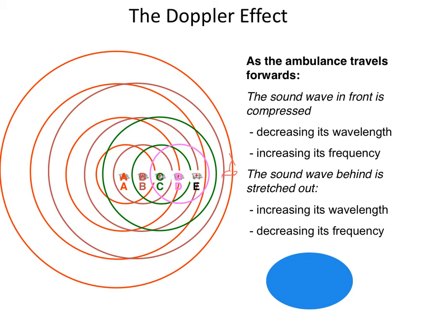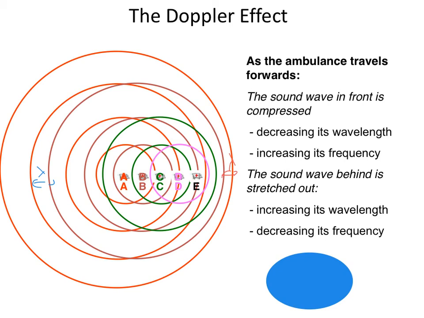If we look at the back of the ambulance now, because they're moving away from each other, you can see that we actually end up getting an increase in wavelength. The wavelength gets greater, because the waves are getting stretched out, so you get an increase in wavelength and a decrease in frequency. So as the ambulance moves towards us, because the waves get compressed and we get an increase in frequency, the ambulance actually sounds more high pitch as it travels towards us.